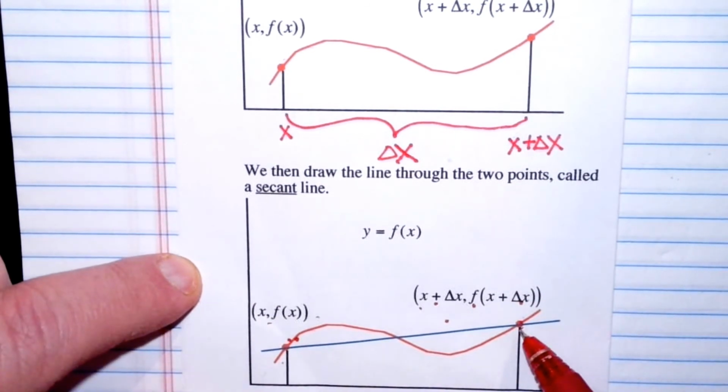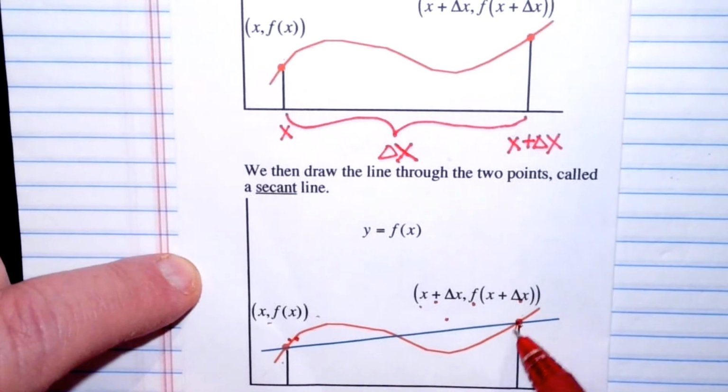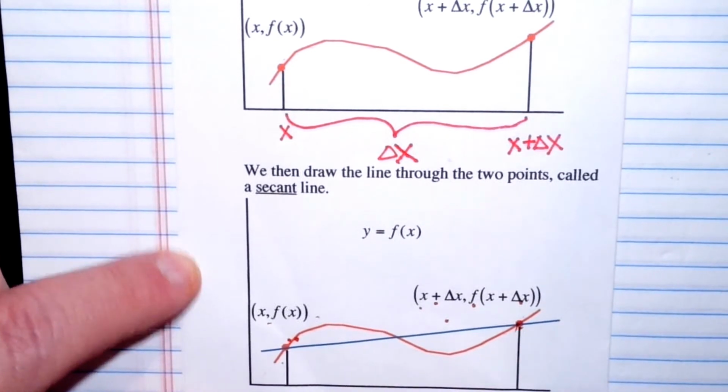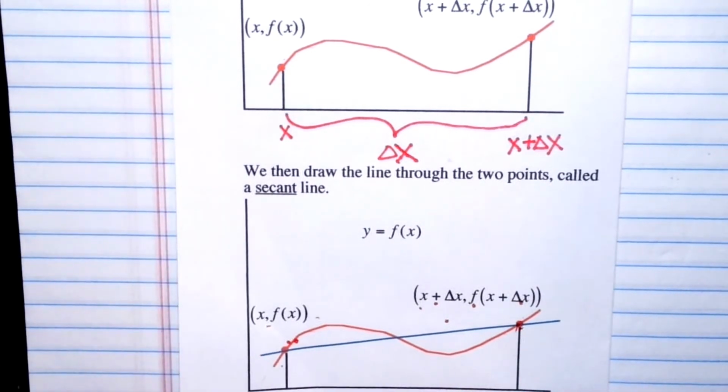We could have gotten a better approximation by choosing the second point closer to the first point, but how close is close enough? No matter how you choose the second point, you could always choose a point closer to the original point. So what are we going to do? Well, we're going to use a limit.